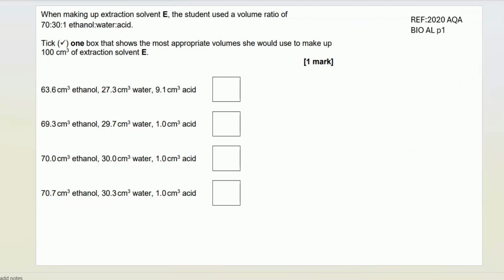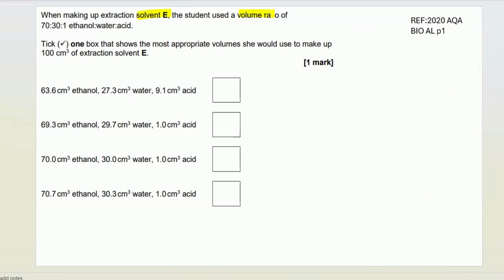Okay, for this next question, when making up extraction solvent E, the student used a volume ratio of 70 to 30 to 1 of ethanol to water to acid. Tick one box that shows the most appropriate volumes she would use to make up 100 centimeters cubed of extraction solvent E. So we've got some important information there, which I've highlighted for you. You should always use a highlighter or circle or underline with your pen in an exam. So let's go through each of these and see which one is the most appropriate answer. Of course, you should pause the video and have a go.